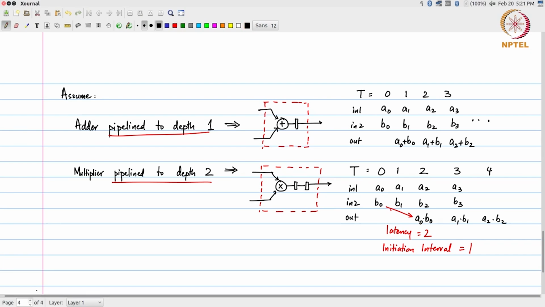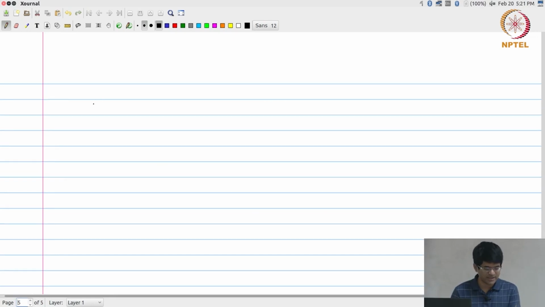With this in place, what we now need to do is, supposing I have 2 edges in my data flow graph, like this. What I am going to say is, I will associate a value, a number, with the execution of each node.